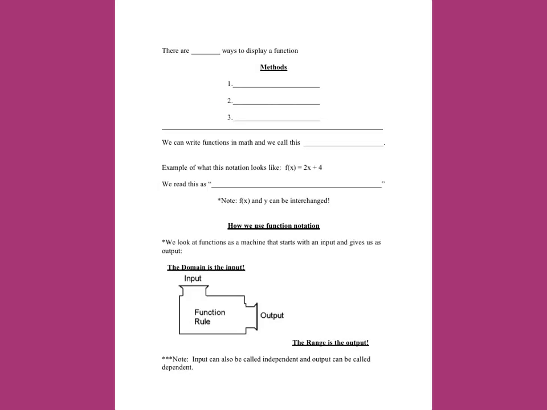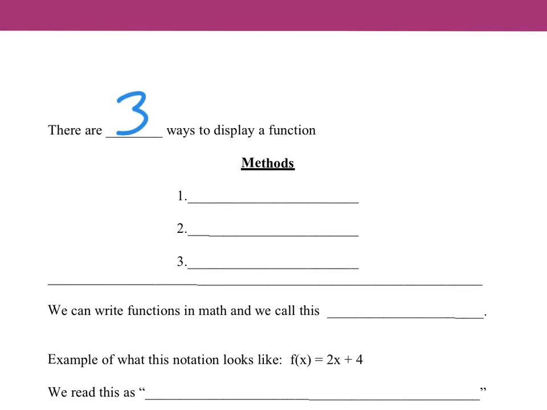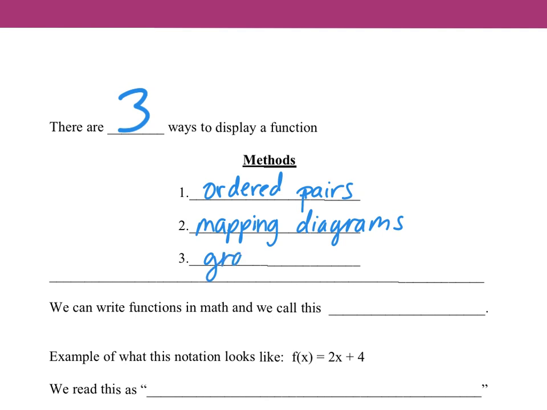Okay, so there are 3 ways to display a function. There's actually more, but these are just the ones that we are talking about today. They're just the methods that we just used. So the first one was ordered pairs. Second one was mapping diagrams. And what was the third one? Vertical line test, or just through graphing, right? That was the actual method of showing it, but vertical line test was a way of telling if it was a function. Okay.